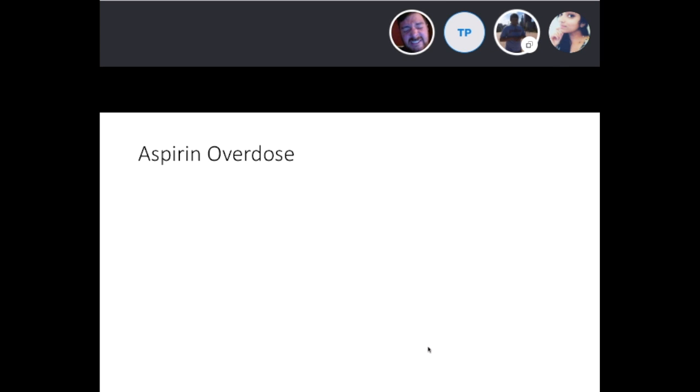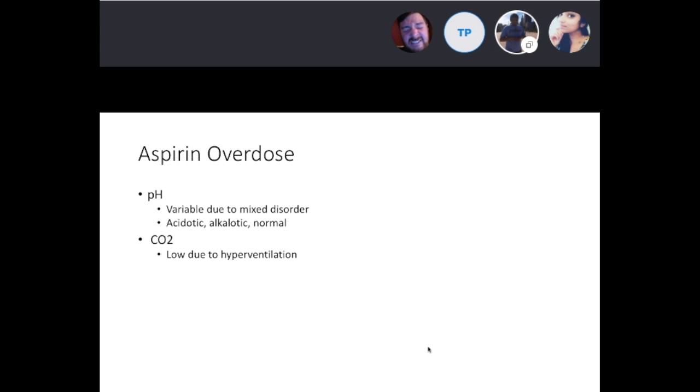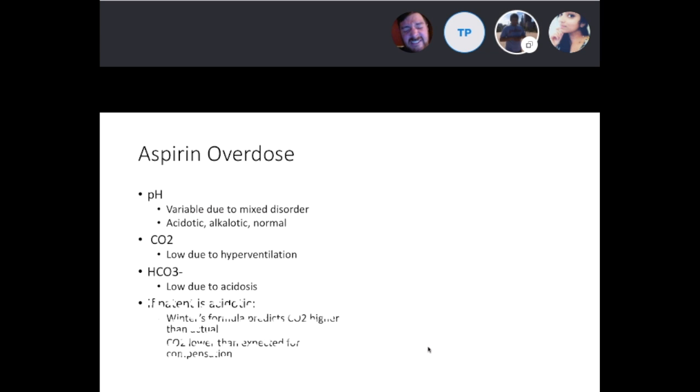So in an aspirin overdose, the pH can be variable because it's a mixed disorder, so it can be acidotic, alkalotic, or it can even present as normal. The CO2 will be low due to hyperventilation. Your bicarb will be low because of the acidosis. Use the Winters formula to predict CO2, and the Winters formula will generally predict a CO2 which is higher than the actual CO2, and the CO2 is lower than expected for compensation.